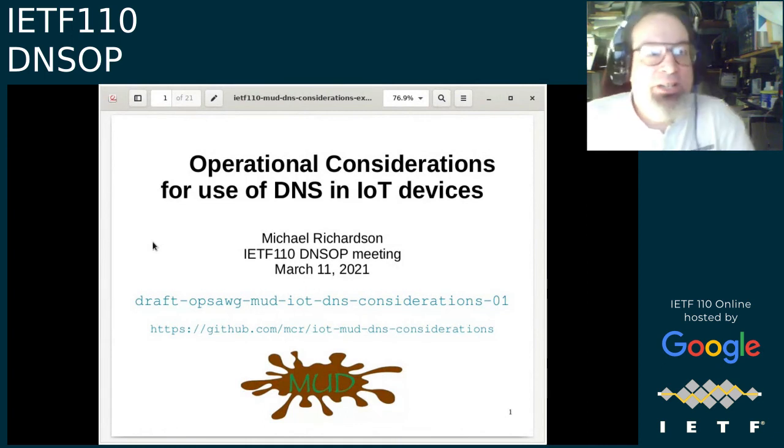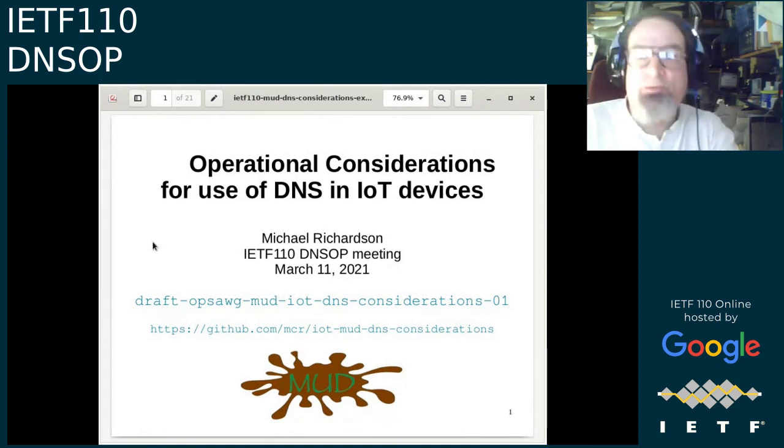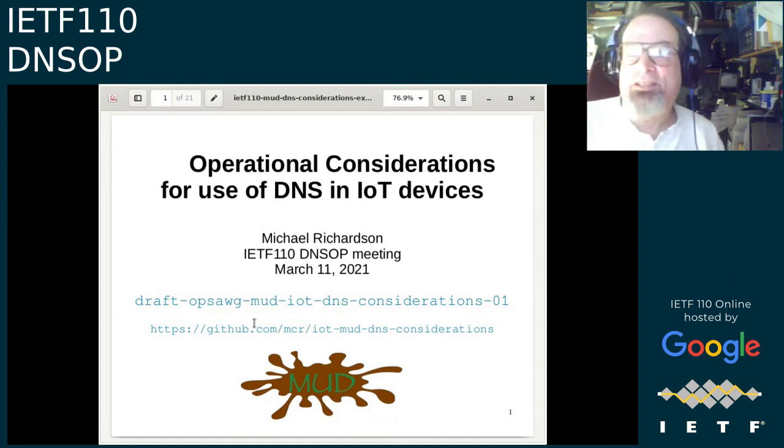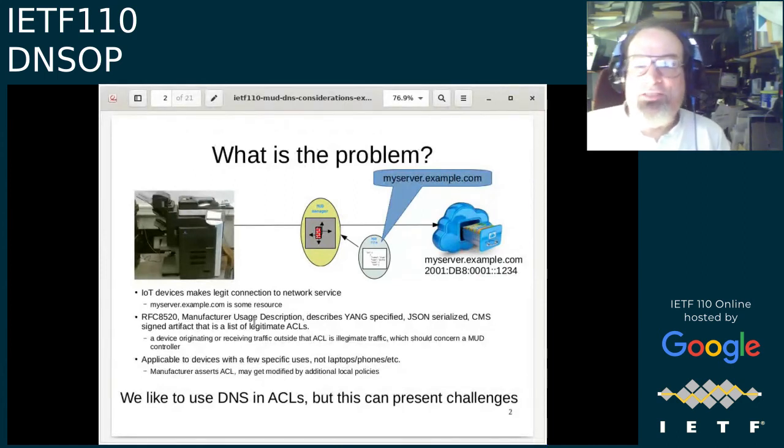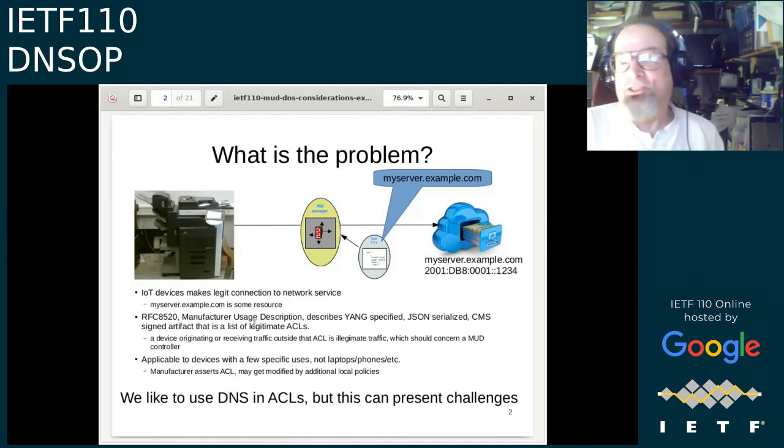Hi. So I'm here to talk about MUD and DNS and IoT. We all love to talk about IoT devices. I'm sorry, I've actually missed the IETF part in the title, but it's in the minutes correctly. So what's the problem that I'm here to talk about? Well, we have this lovely thing, RFC 8520, Manufacturer Usage Description. If you haven't checked it out, please do, it's a very sweet little protocol from Elliot Lear. Basically it describes a set of network ACLs, which I now learn I'm supposed to pronounce that way. In YANG, they're serialized to JSON and they're signed with CMS. And the idea is that the device says, I am a foo kind of device.